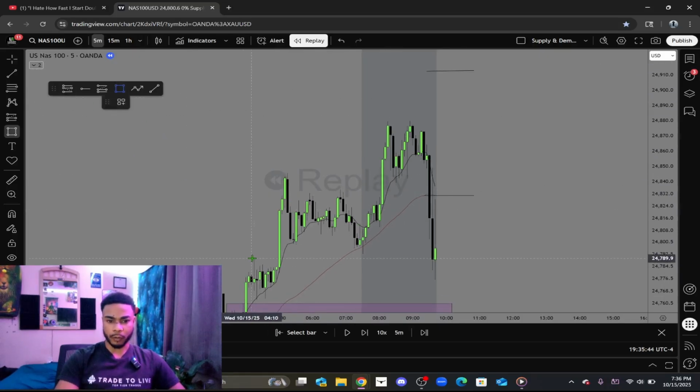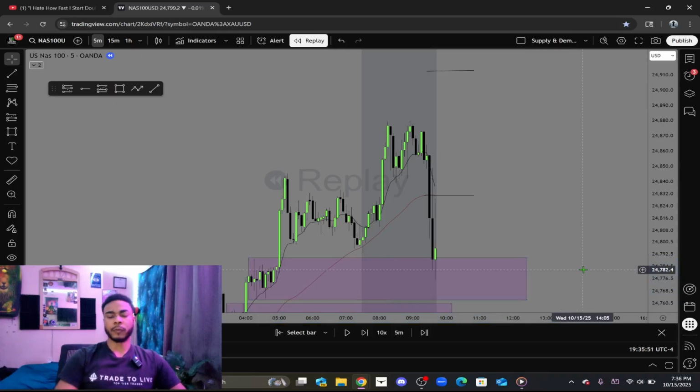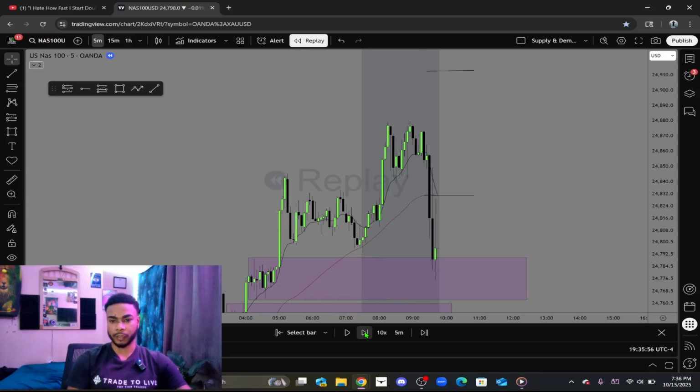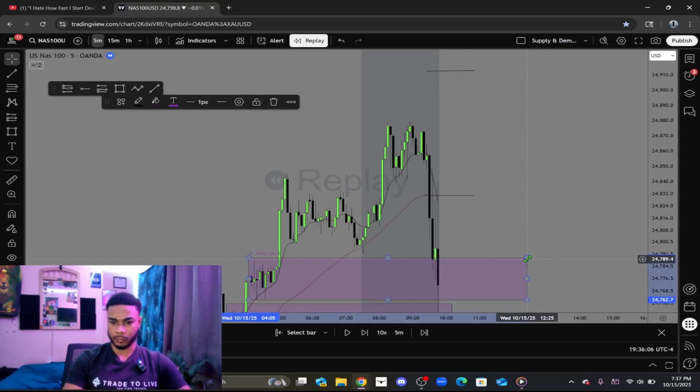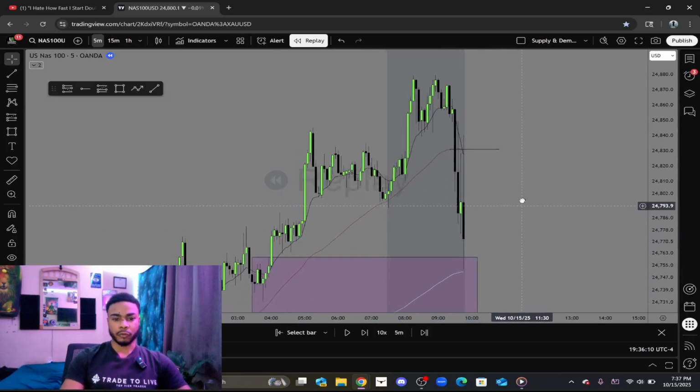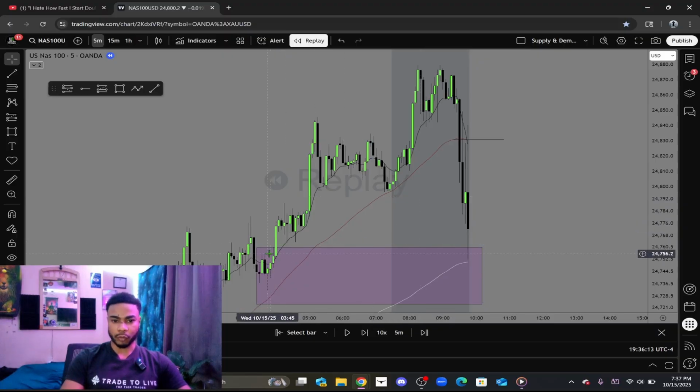And then right here we have another demand zone on this 5-minute structure. Then we also see that price came and broke it with this candle right here at 9:45. Then I noticed there was another gap right here, this initial gap that started the push towards the first demand zone, right?